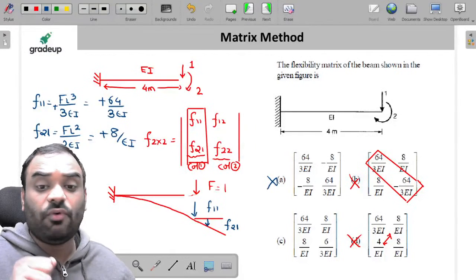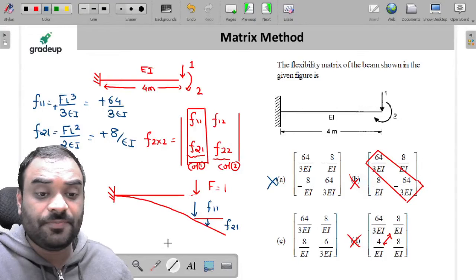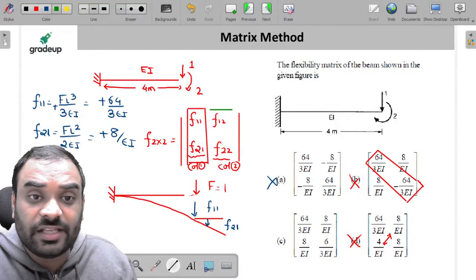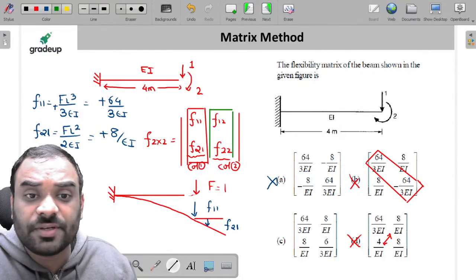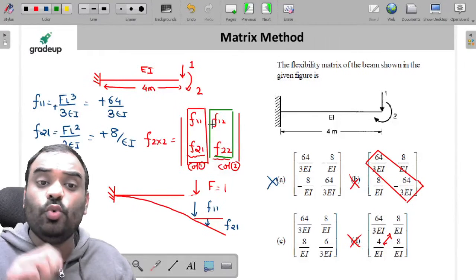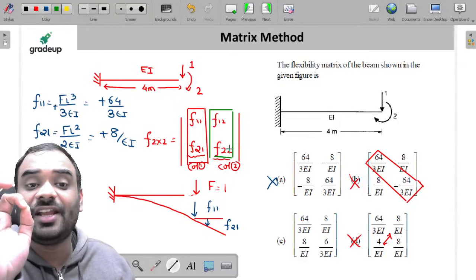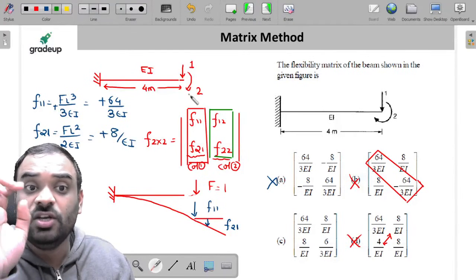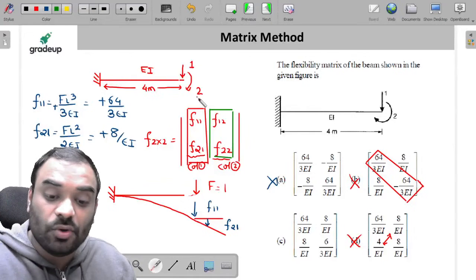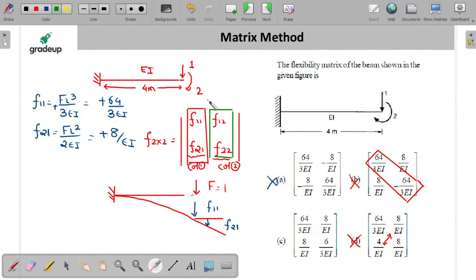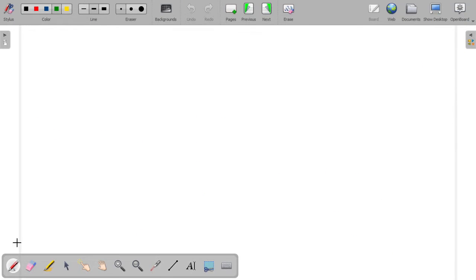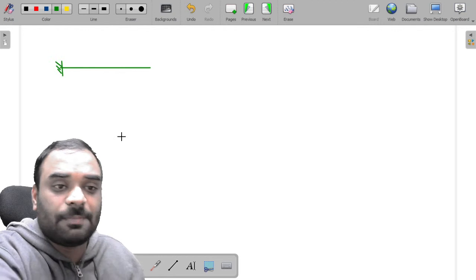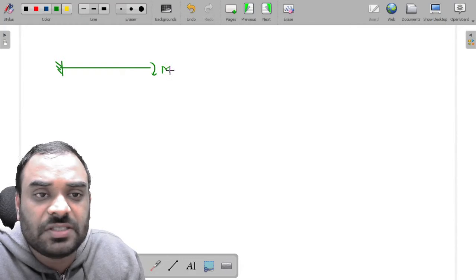Okay, sir. So what about the other two elements, like this one? What do we have to do? We have to apply the unit force in direction 2. But in direction 2, my friends, you can see here it is a moment, right? So we have to apply unit moment over here. Okay, guys. So let us apply unit moment first. For column 2, you have to apply unit moment, which is M is equal to 1, guys.